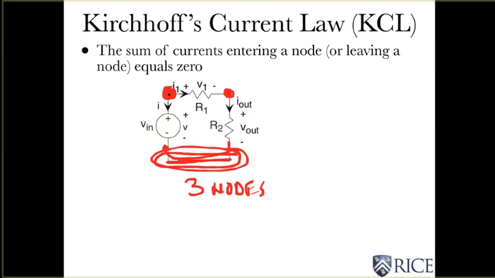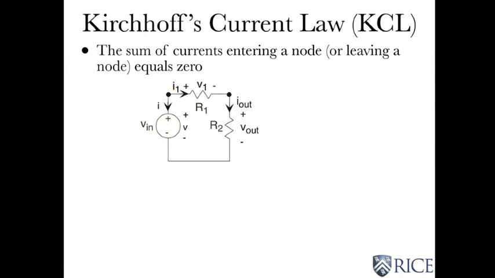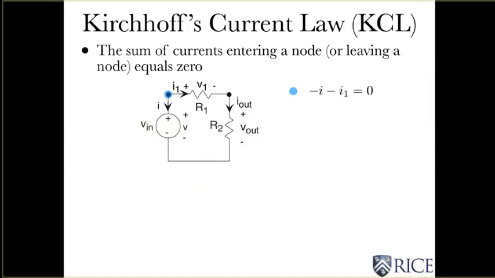And what I'm going to do is write KCL for each node, and I'm going to do it in terms of currents entering the node. So let's consider them one at a time. For the blue node, the current entering from the south is minus I, and the current entering from the east is minus I1. You just flip the sign to reverse the direction of the current arrows. And so in terms of currents entering a node, minus I minus I1 is 0.